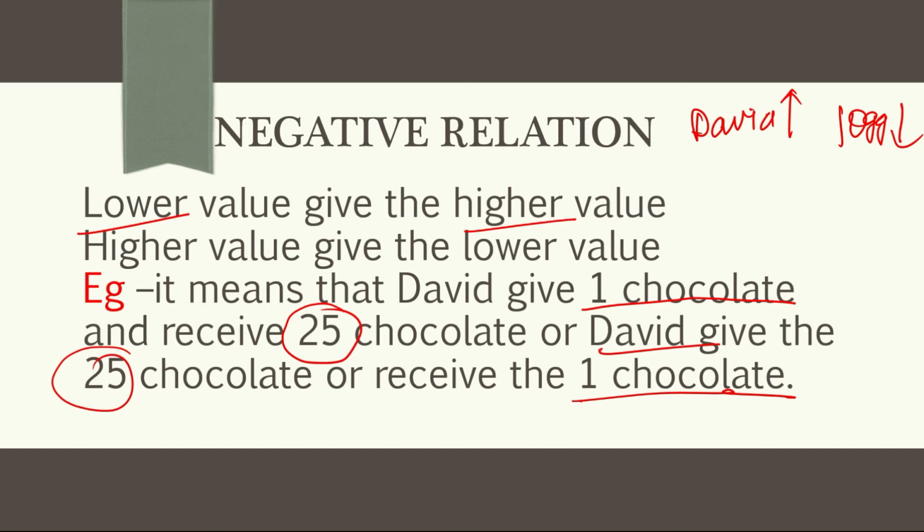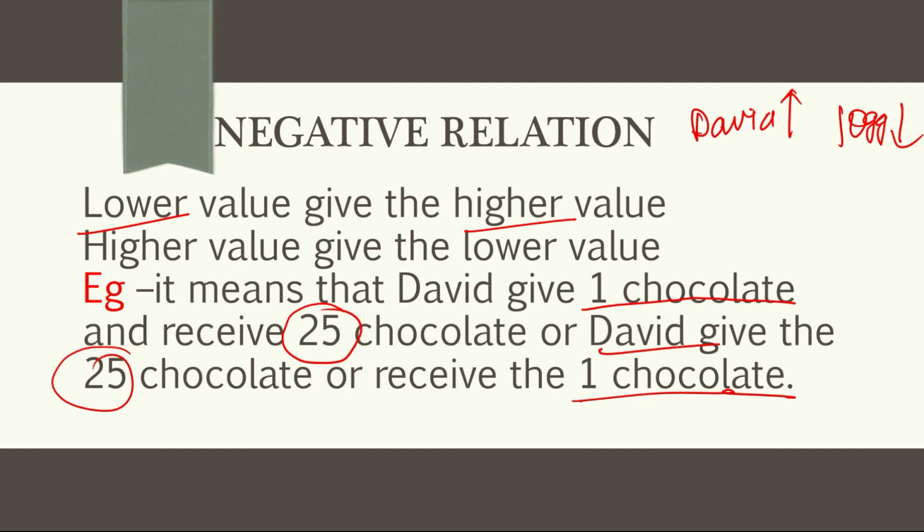It means, like height and weight, as your height increases, your weight decreases, and as your weight increases, your height decreases. That is not a universal truth, only an analogy for understanding purposes. So this is the negative relationship.